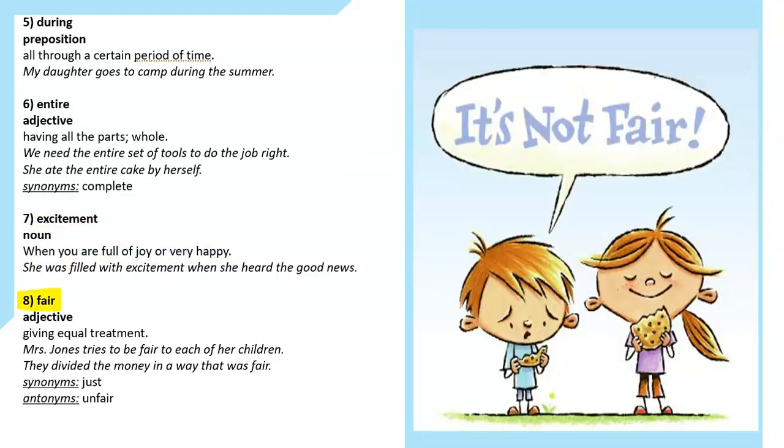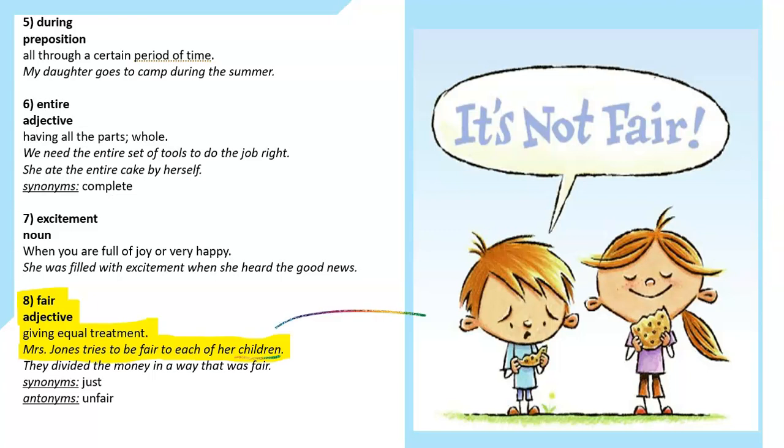Our next word is fair. Fair is an adjective and it means giving equal treatment. For example, Mrs. Jones tries to be fair to each of her children. She tries to do the same for each child or give the same things to each child.